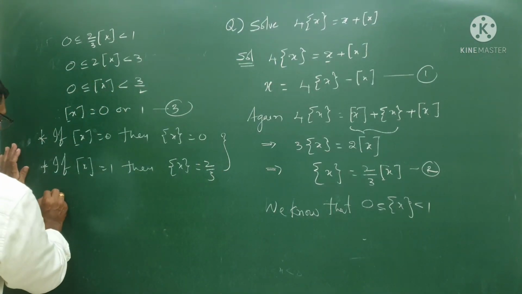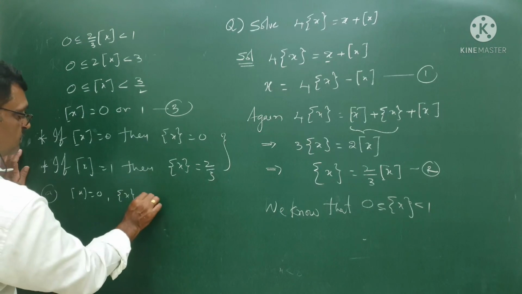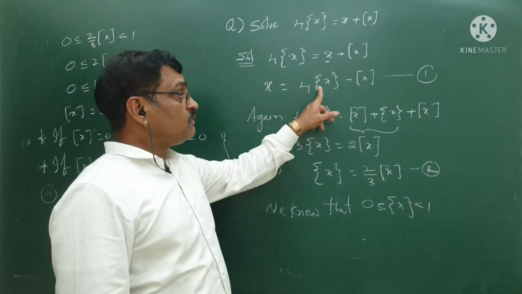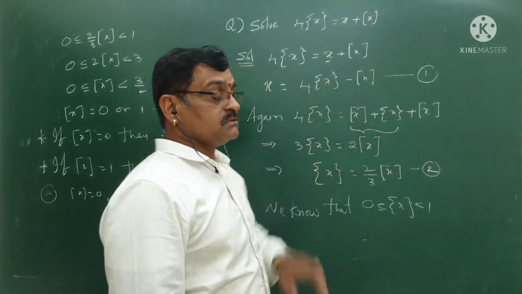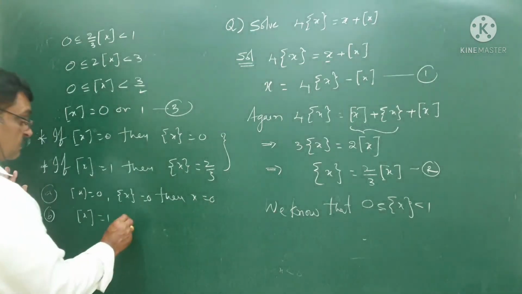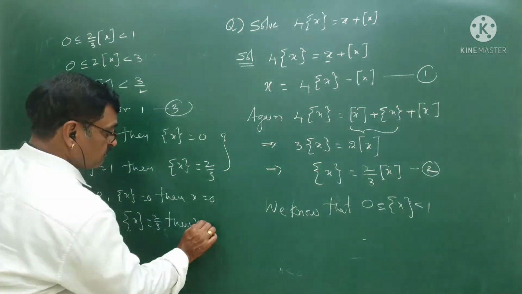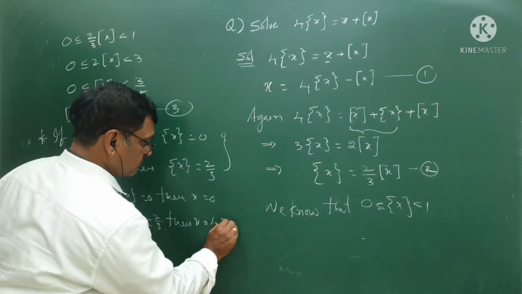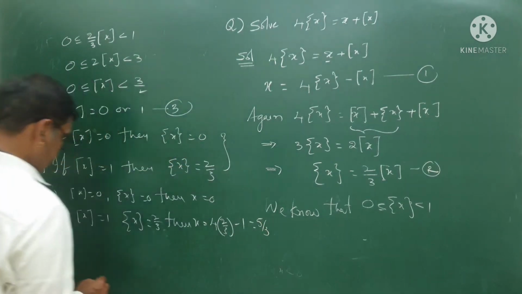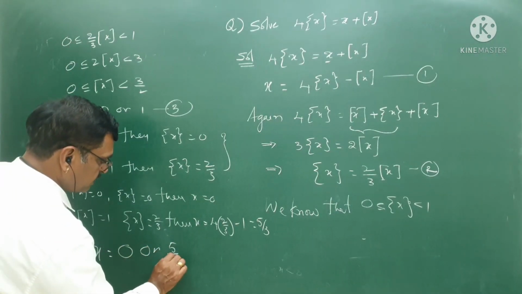Therefore, number 1, if integral part of x equal to 0, fractional part of x equal to 0, then x is equal to 0. Why? Because my x is equal to 4 times 0 minus 0. Next one, b. If integral part of x equal to 1, fractional part of x equal to 2 by 3, then my x is equal to 4 times 2 by 3 minus 1, which is nothing but 5 by 3. Therefore, my x is equal to either 0 or 5 by 3, which is the solution.